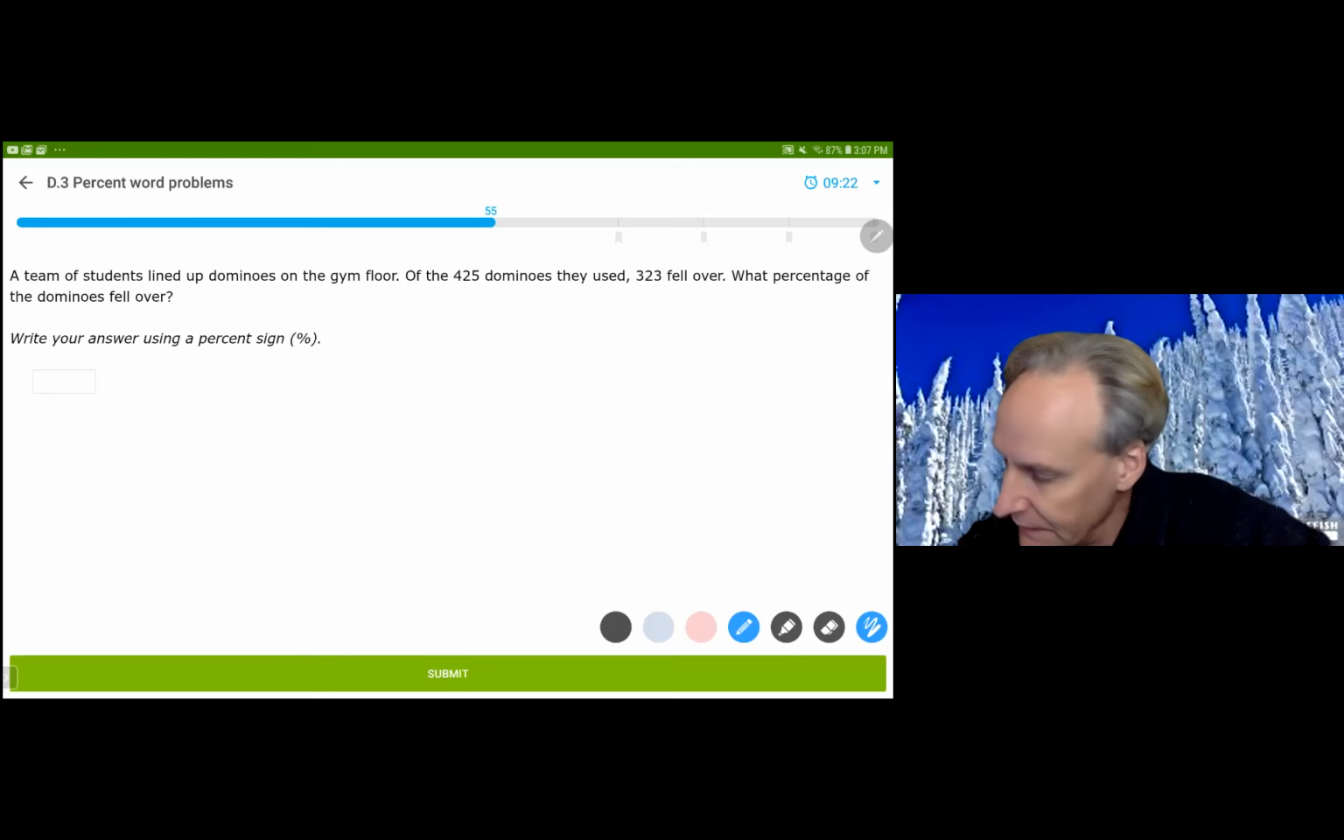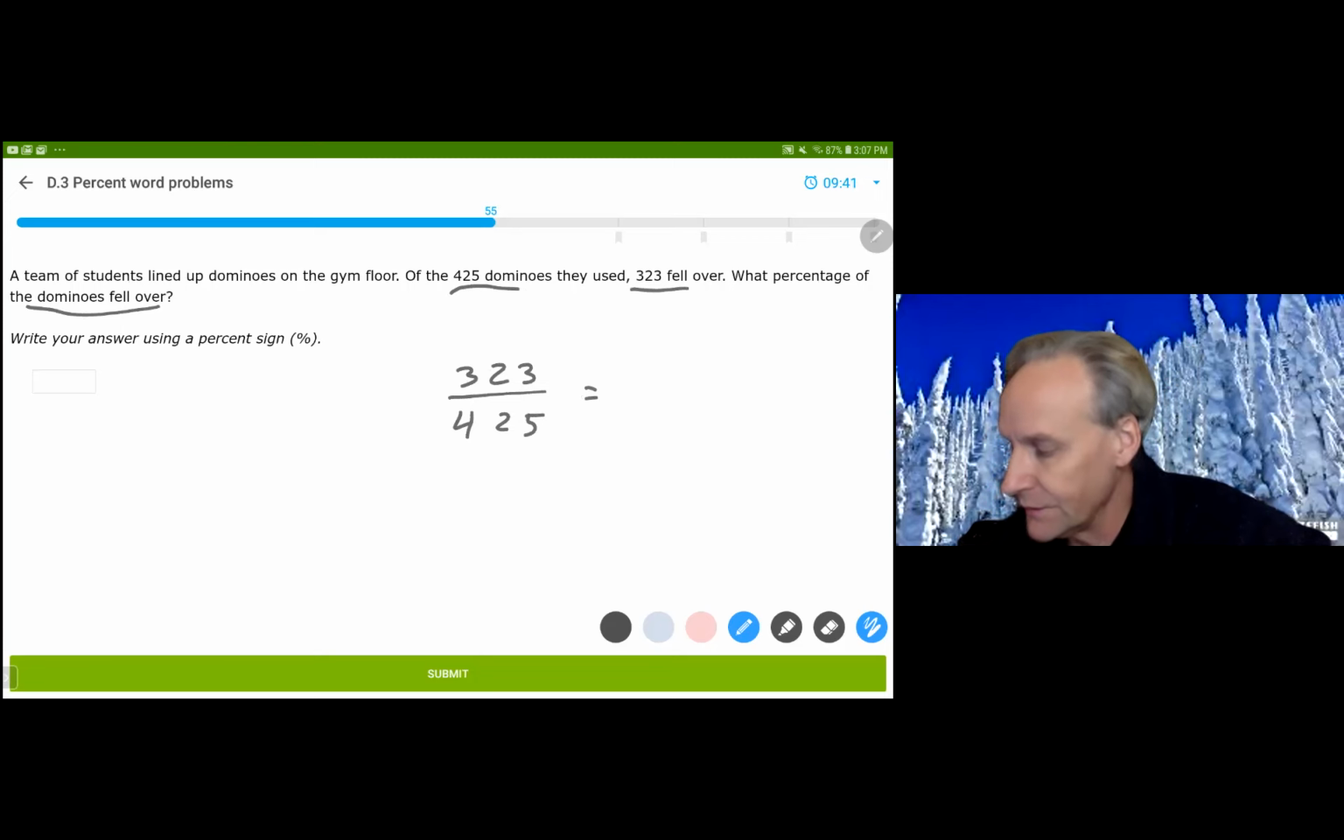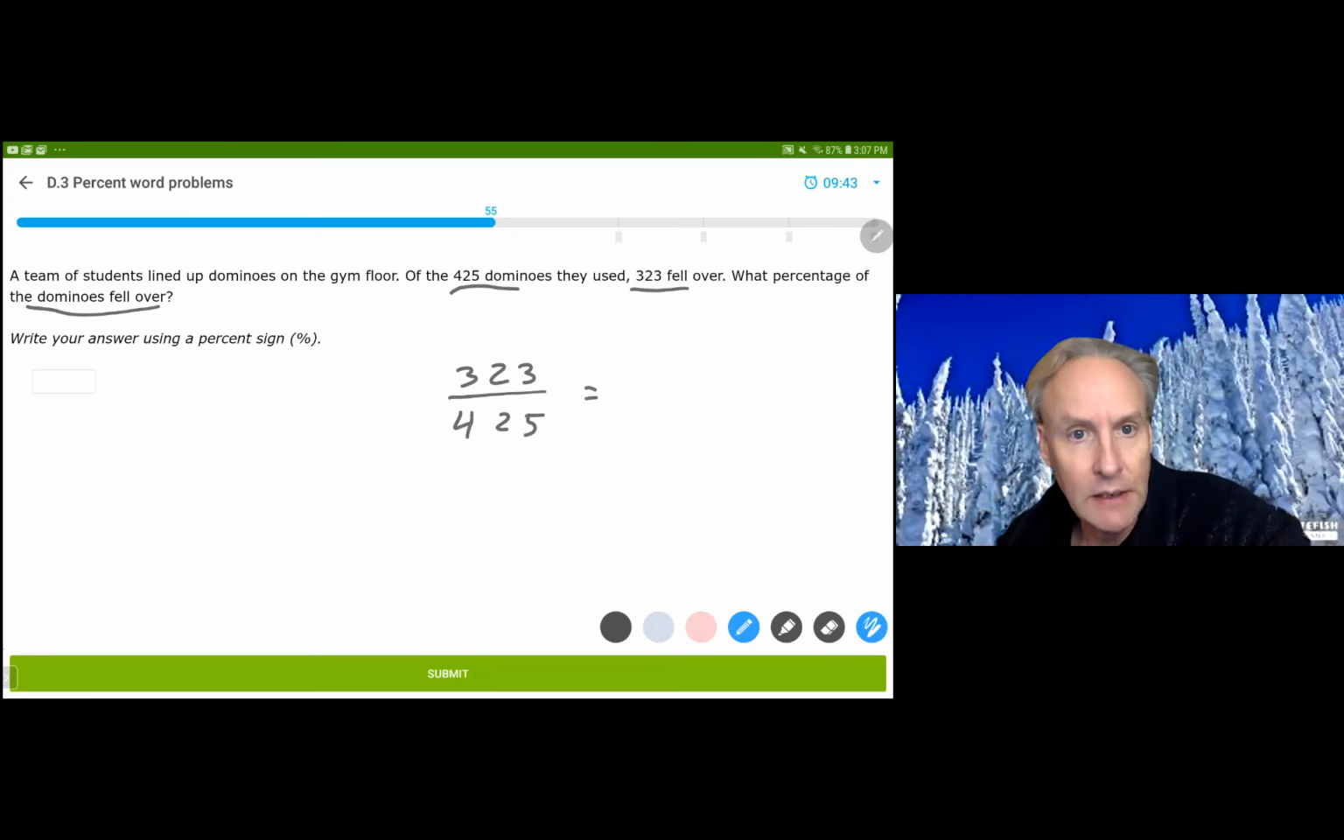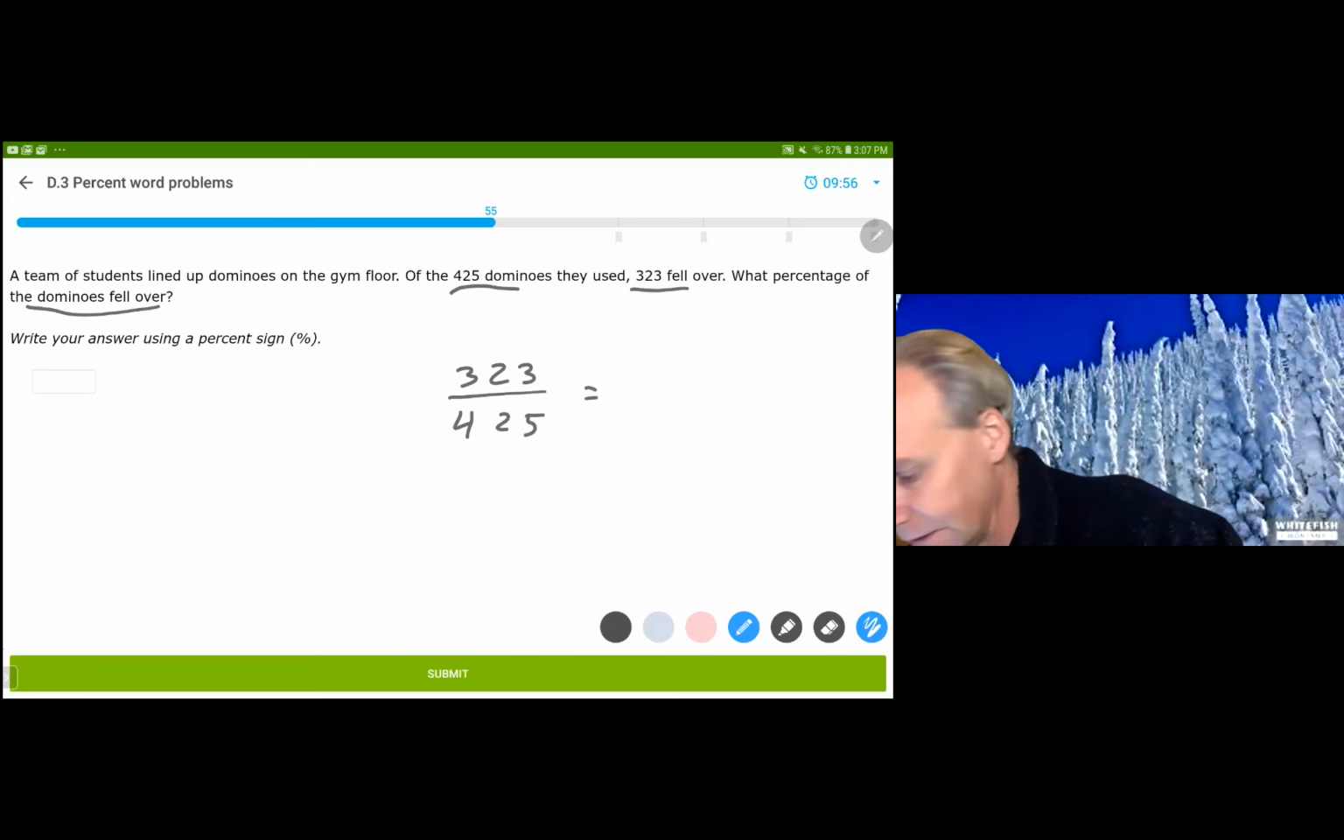A team of students lined up dominoes. Of the 425, I assume that's the total, 323 fell over. What percentage fell over? Now be careful. Sometimes they'll ask you for the ones that didn't. In this particular case, we have 323 over 425. Now we do need to do some reducing here, if at all possible. I don't see any really nice, easy numbers that go in there. Maybe 11, not really. I'm going to go ahead and grab the calculator for this particular case.